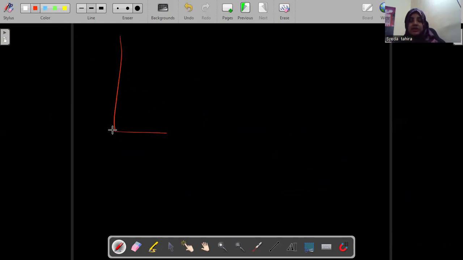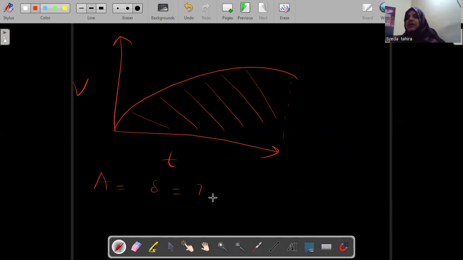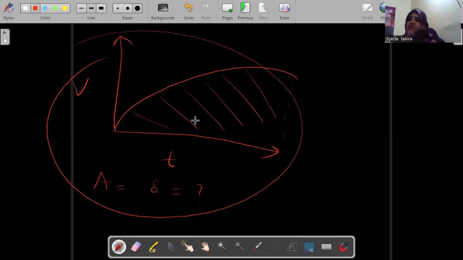Let's have another type of graph. That's again a VT graph. Suppose it's a curve now. Again, I am going to use the same fact that the area under this graph is going to represent the distance traveled by my vehicle. So what should I do now? How can I find out the area under this graph?